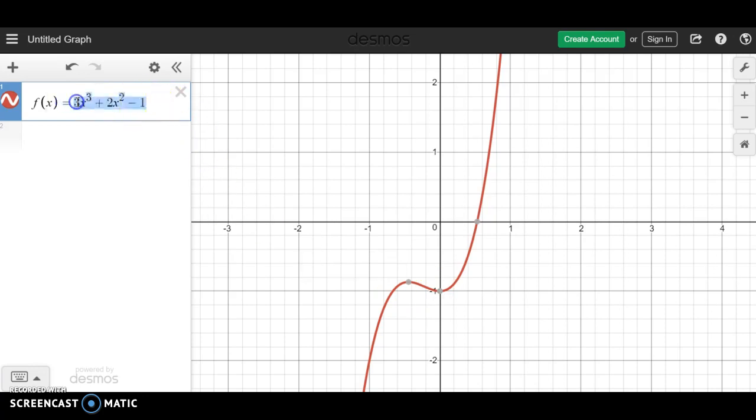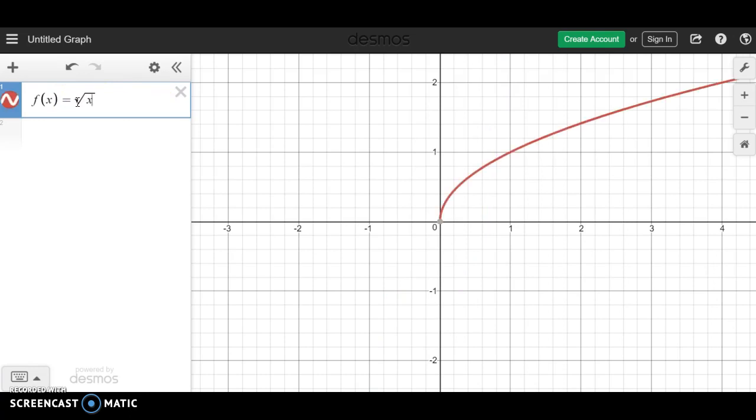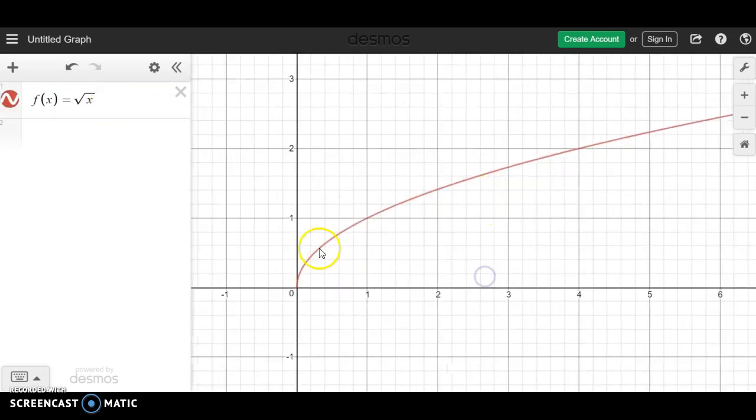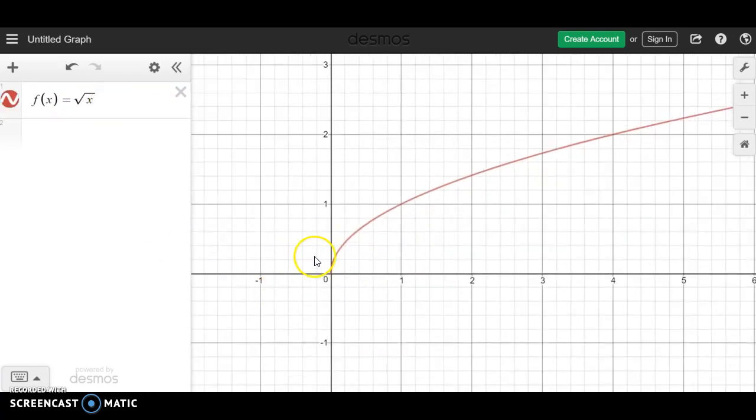If I were to take a simple function, like the square root of x, we have the graph of the square root of x. Notice that there's no graph over here, and that's because you're not allowed to plug negative numbers into the square root of x and get a real number out. You'll get complex numbers, or imaginary numbers.